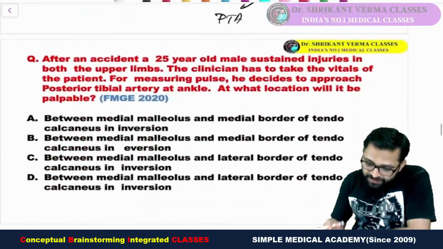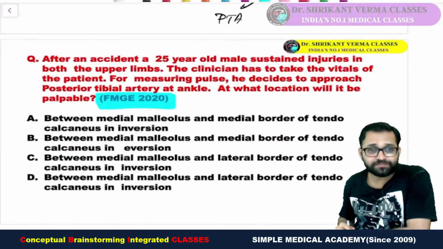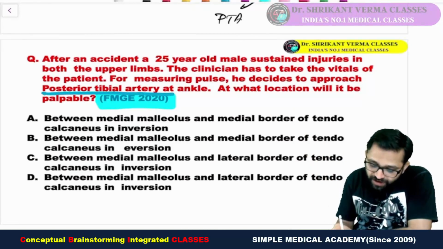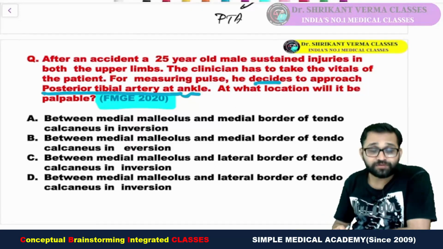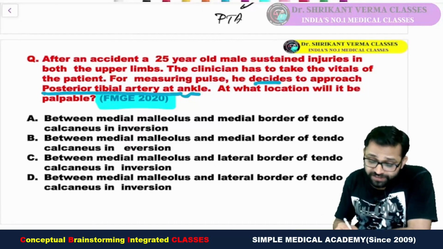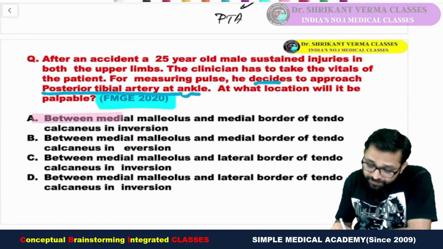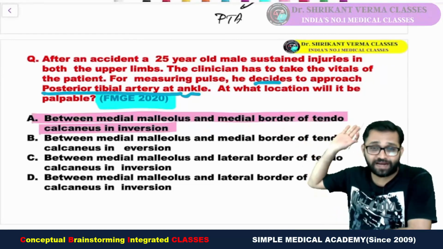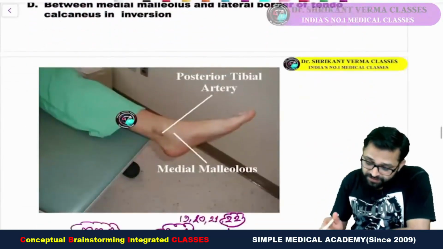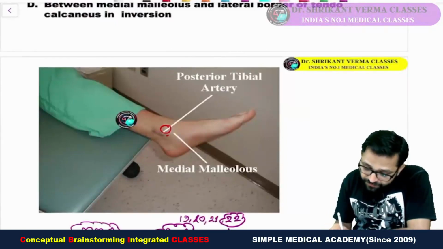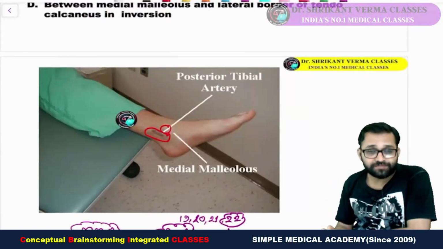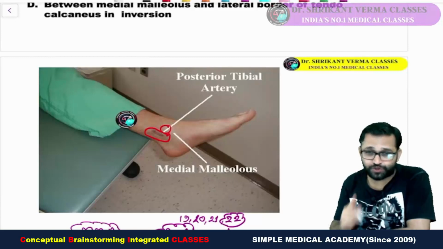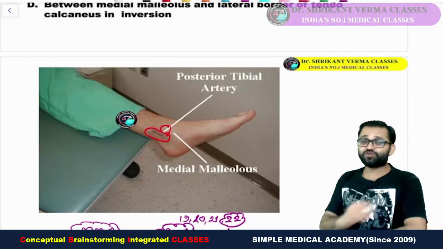Fine. See here, the same pattern in FMG 2020. The clinical scenario was given and it was about the posterior tibial artery at the ankle. It was palpable. Where will you palpate? We had already discussed in our class that it is palpated between the medial malleolus and the medial border of the tendocalcaneus in inversion position. So the same topic had been asked. No new question. Yes, this is our medial malleolus where you can see the posterior tibial artery. So get ready for our December FMG 2022. Getting the point? Okay, so this is your discussion and analysis.